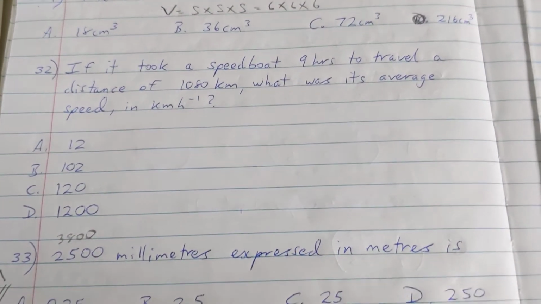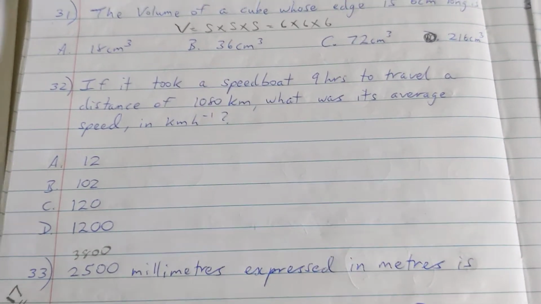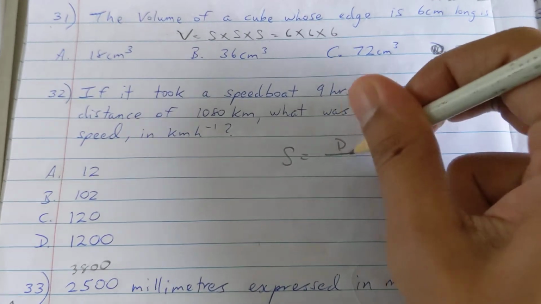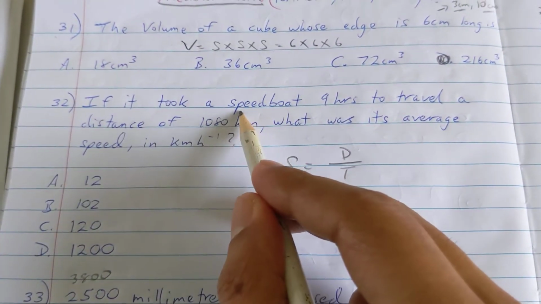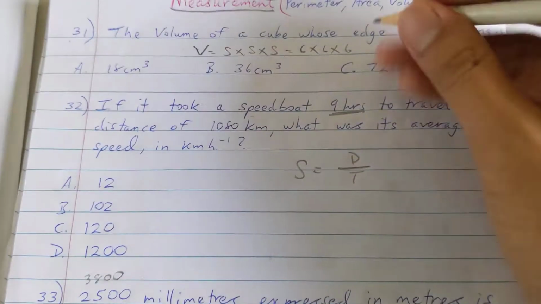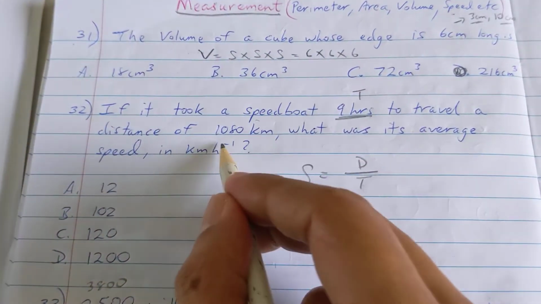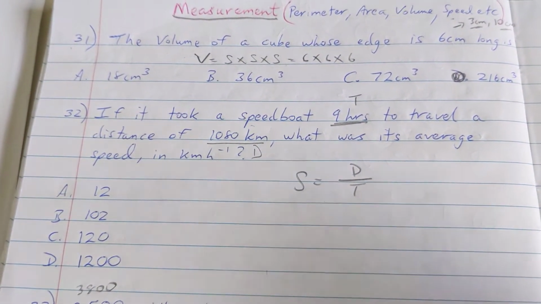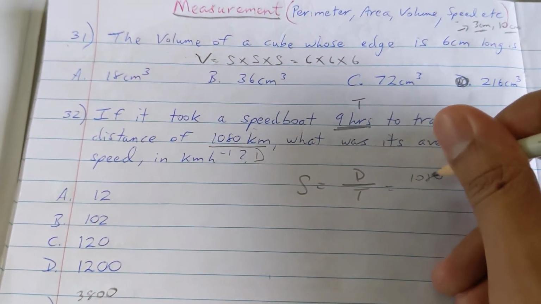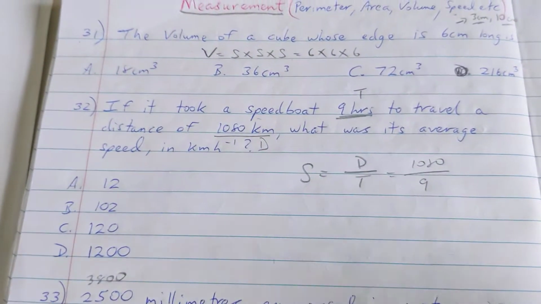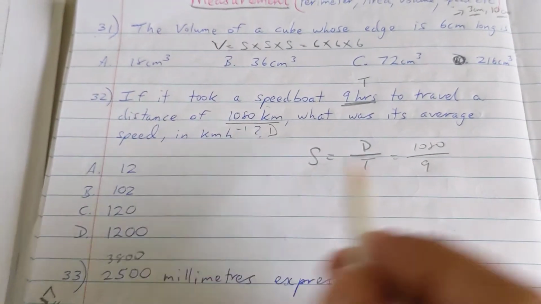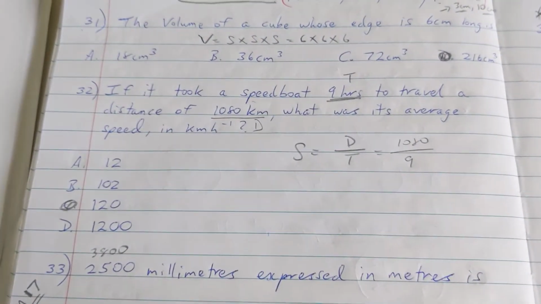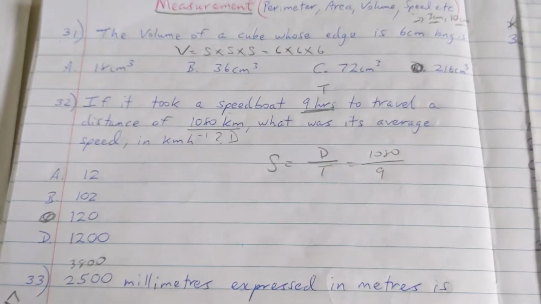It took a speedboat 9 hours to travel a distance of 1,080 kilometers. What was its average speed? So speed is distance over time. The time it took was 9 hours. The distance it covered was 1,080 kilometers. So the distance is 1,080 over 9. And from tables, 12 nines are 108. So adding an extra 0 to that, it will be 120.